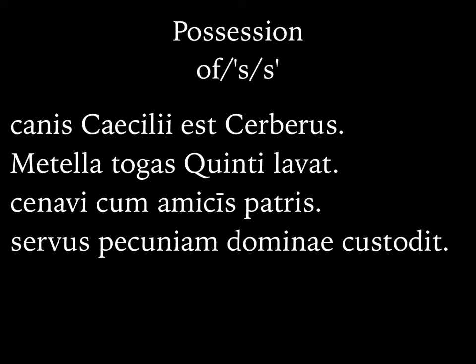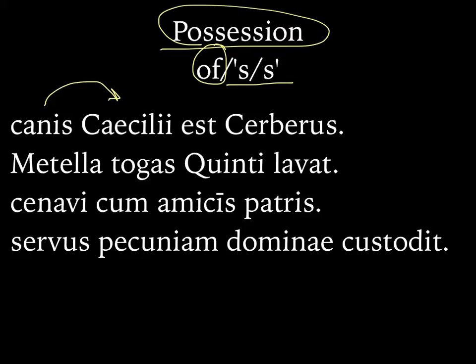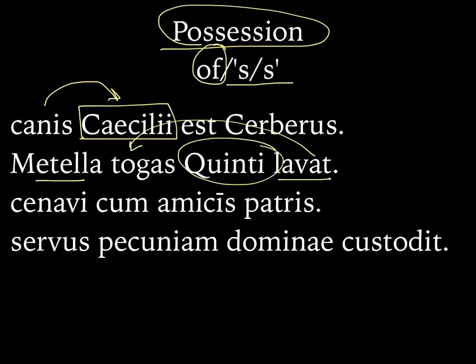Another grammatical function is possession. And sometimes I'll say how do you translate it, and possession is translated with either the English word of or apostrophe s or s apostrophe. So, in this sentence, the dog of Caecilius is Cerberus. So this guy there is showing possession. Caecilius owns the dog.